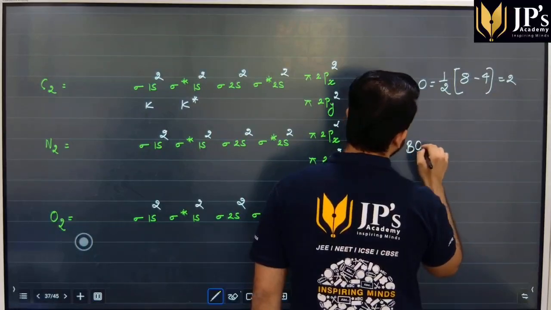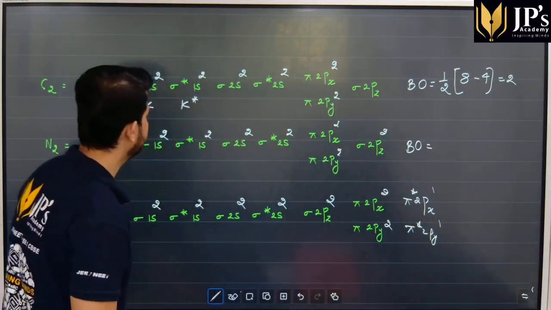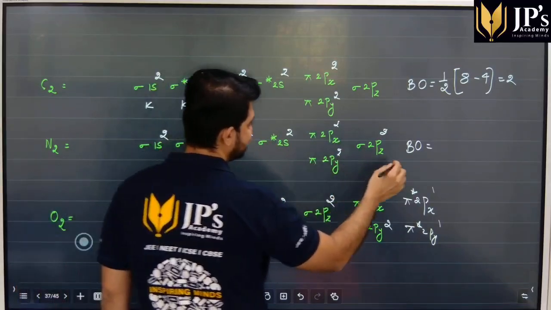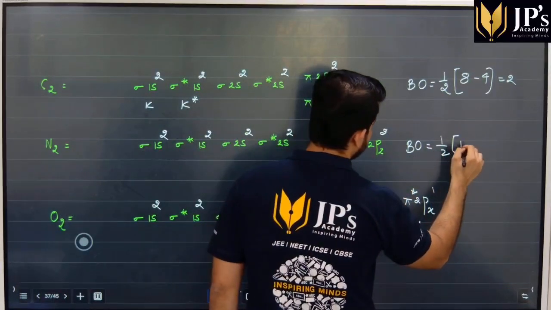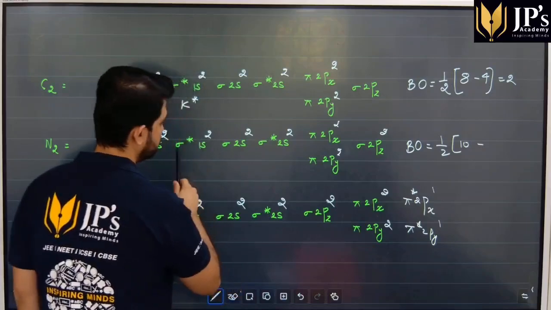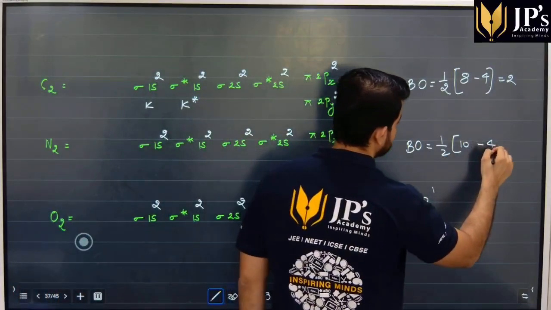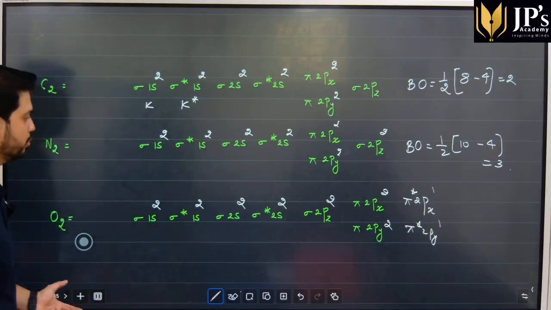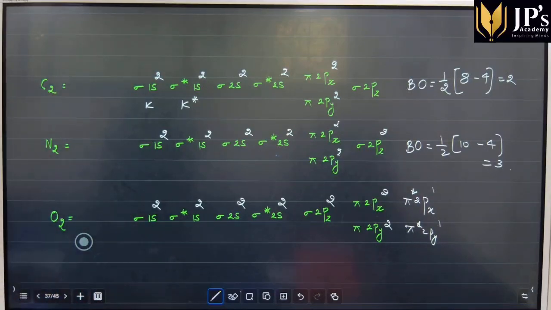Let's quickly calculate the bond order. Over here we have 2, 4, 6, 8, 10. So 10 minus, and we have over here 2 and 2, 4. So the bond order will come as 3. I want you to find the bond order of O2 and please put that in the comment section.